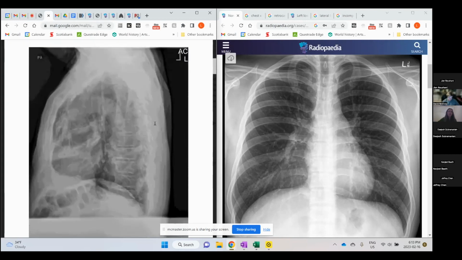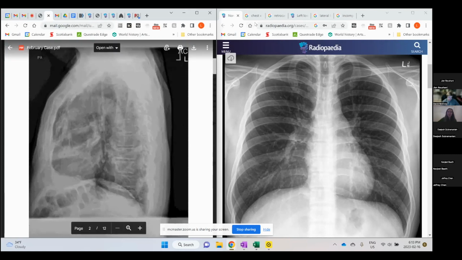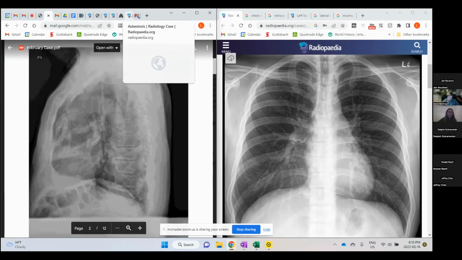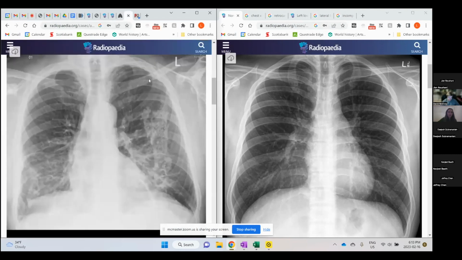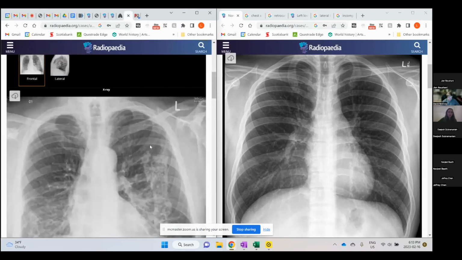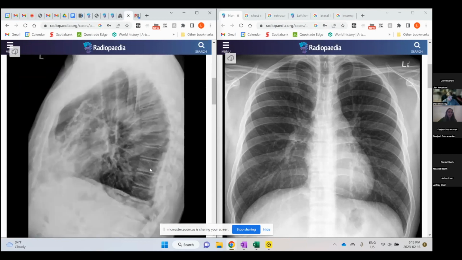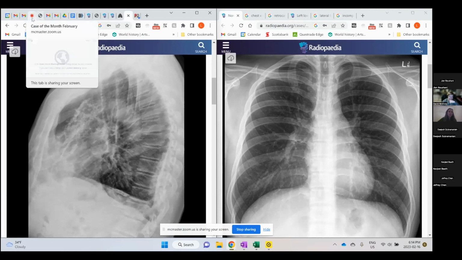Oh, we do have a lateral, but this is a really bad picture actually. I got a better picture from Radiopedia. And the reason this is helpful is because now we can actually localize it better. Actually, maybe not. Okay, I think I'm spoiling a little bit. I'm jumping ahead.